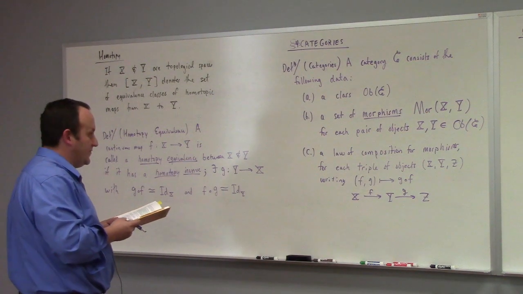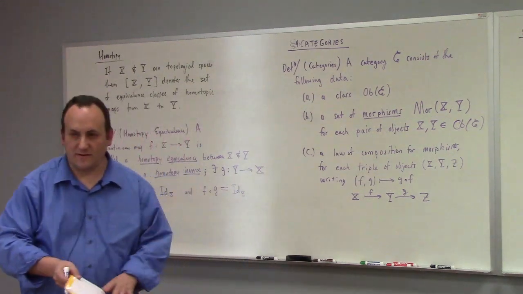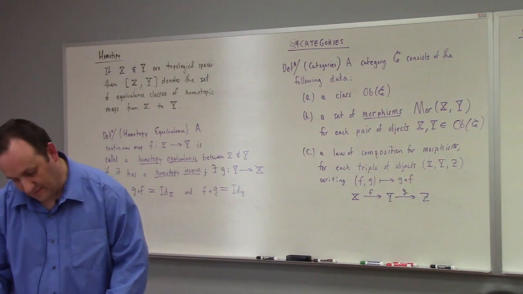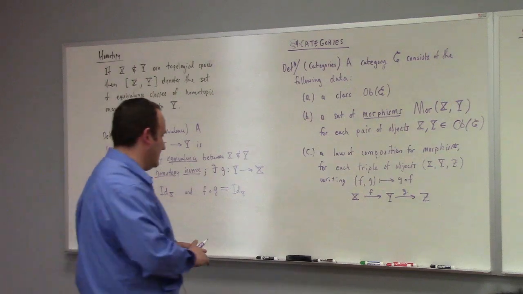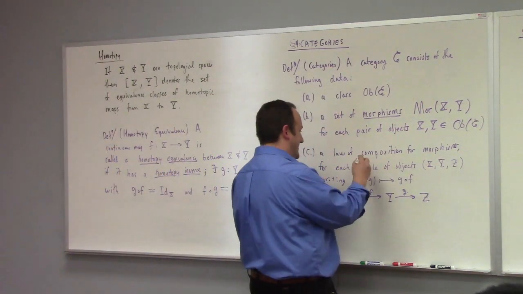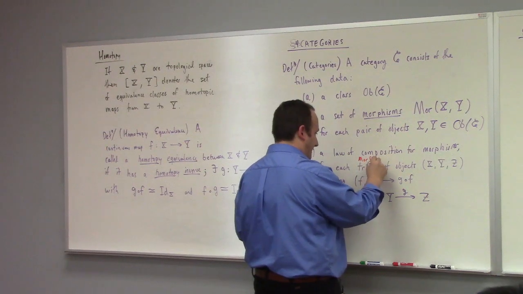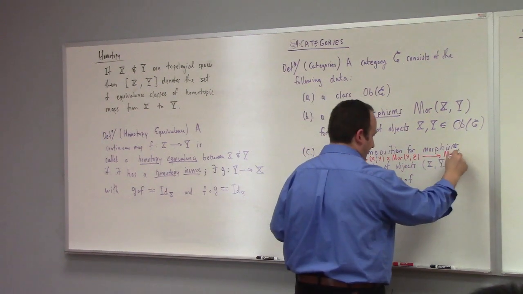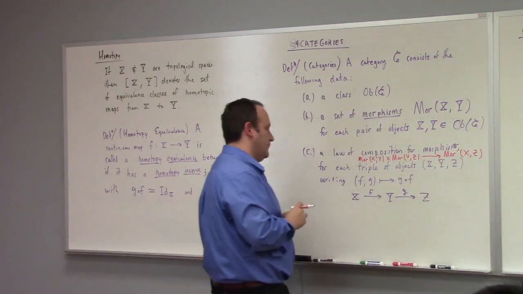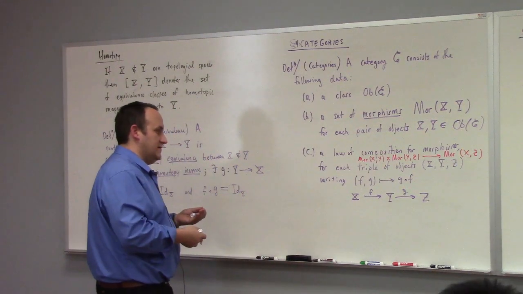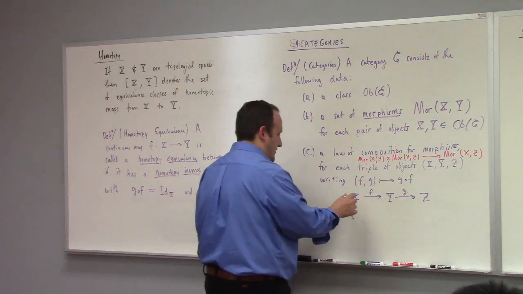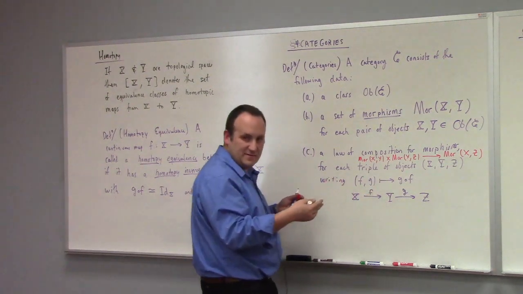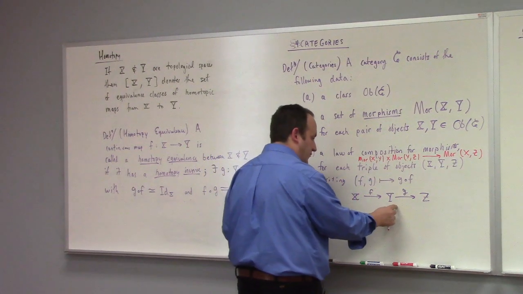A law of composition. I missed. Let me put it in a different color. In fairness to him, yeah, I'm supposed to write Mor(X, Y) cross Mor(Y, Z) to Mor(X, Z). And that's for each triple of objects. So, in other words, you have a function going from, not necessarily a function, a morphism, going from x to y, and then a morphism from y to z.